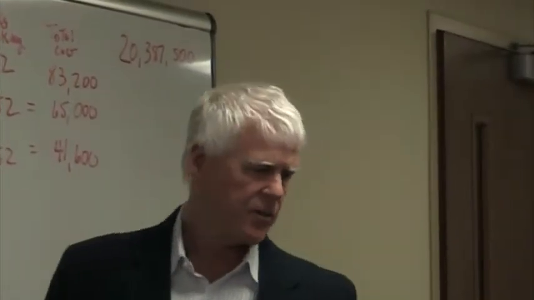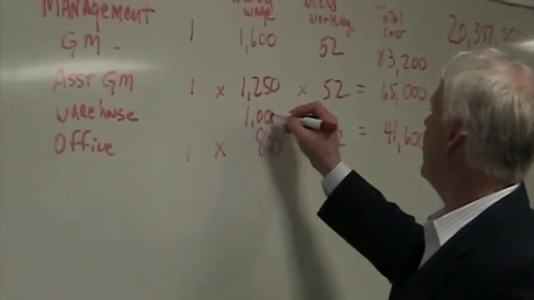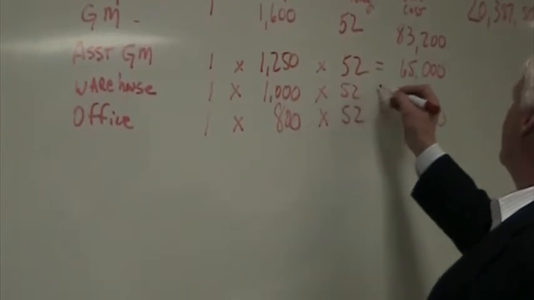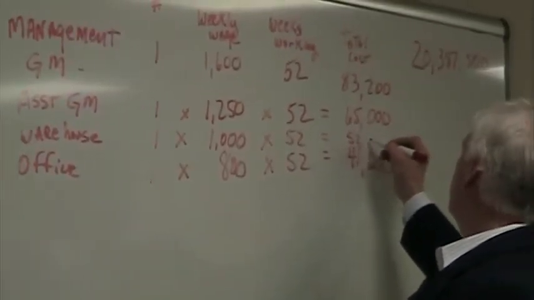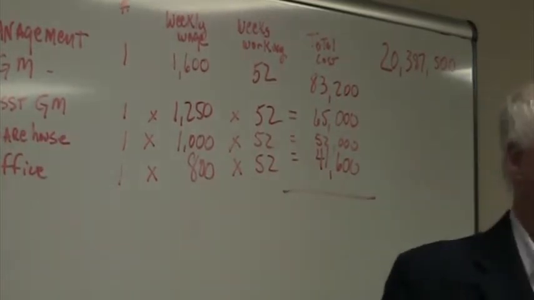And then what else do we have? We have a warehouse manager, makes $1,000 per week. We only have one of them, 52 weeks. And I'll bet that's $52,000. What's our fixed cost for management for the year?